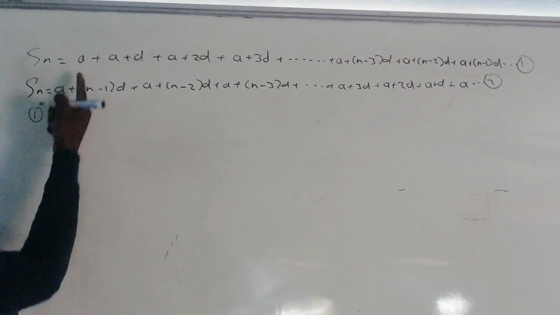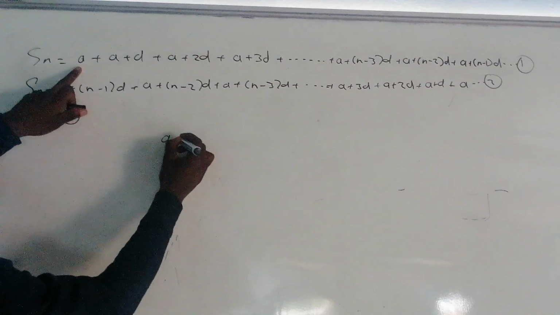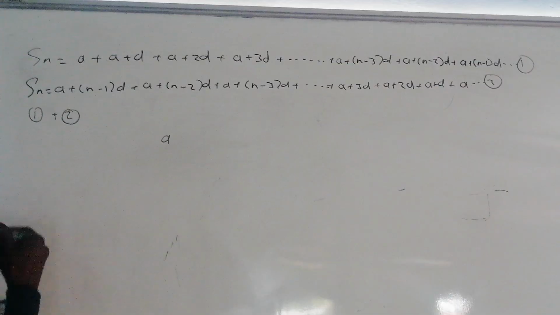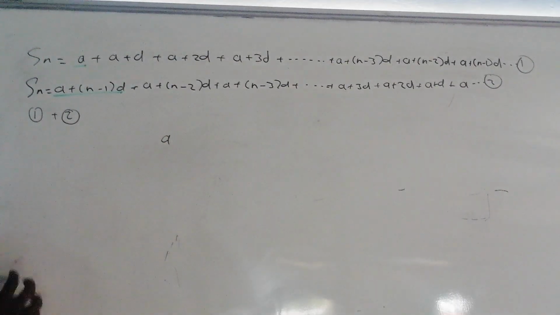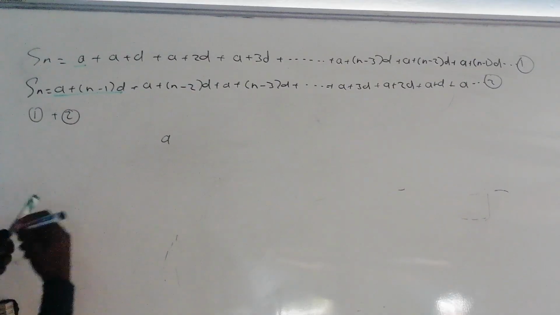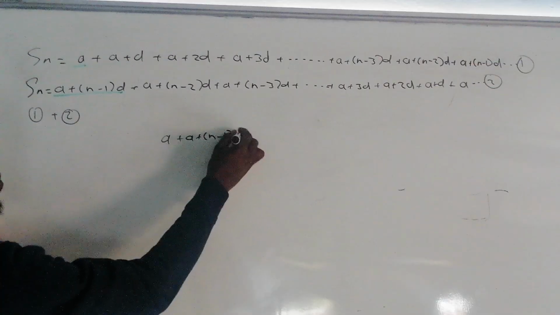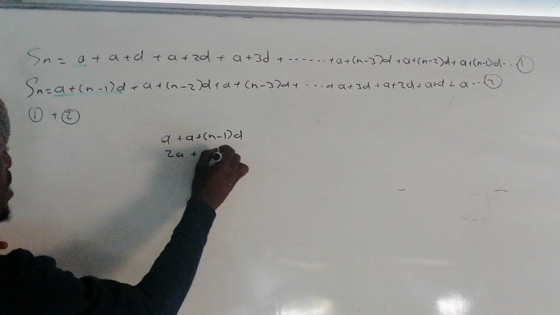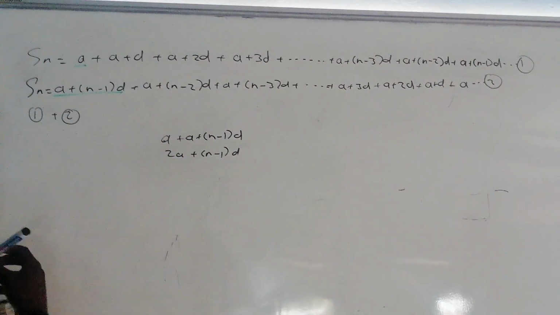Okay, A, it will be A, this is the first term, and the first term here is this one. Okay, let me show you. This is the first term here, and this is the first term here. So the first term up there is A, then down here it's A plus (n minus 1)d. You add them. This plus this is 2A plus (n minus 1)d. We can leave it like this because there are no common factors here.